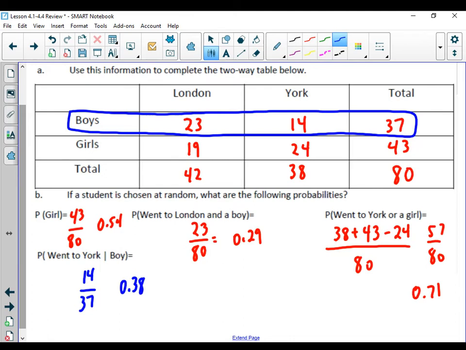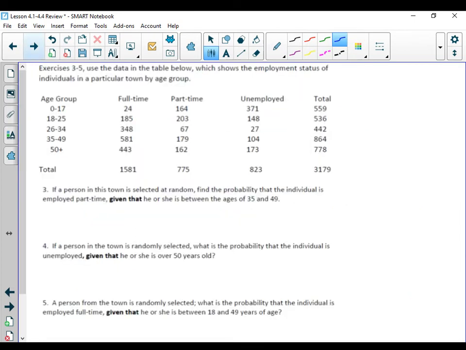All right, so being able to use a two-way table, hopefully we're getting somewhat comfortable with that. I know some of you, when I surveyed you, said that was a little bit confusing. Hopefully that's getting a little bit better. Then 3 through 5 was also a two-way table.